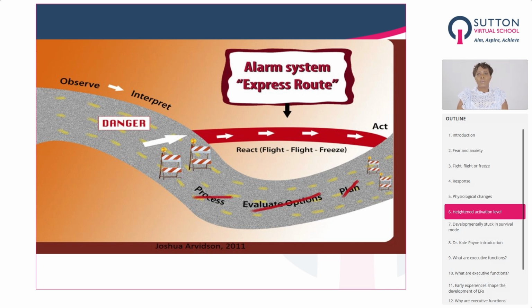For children exposed to toxic stress, normal everyday events signal danger. Therefore, in terms of looking at our stress response, a child is not able to process, evaluate, and plan when they see a stimulus within the environment. Instead, that child can only observe, interpret, and go straight into acting.